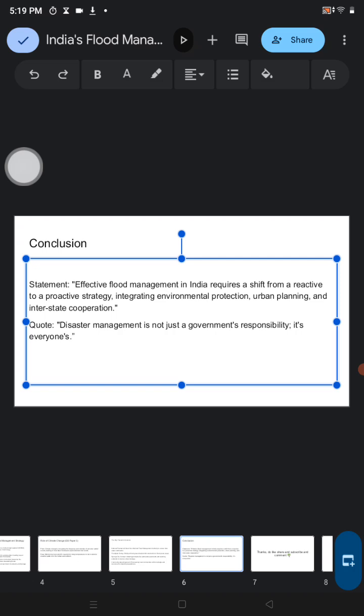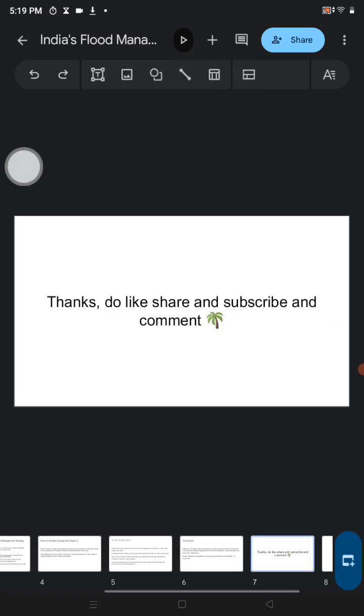So, what is the quote? Disaster management is not just the government's responsibility; it is everyone's. People should be responsible enough and be aware. Only then can we control this.